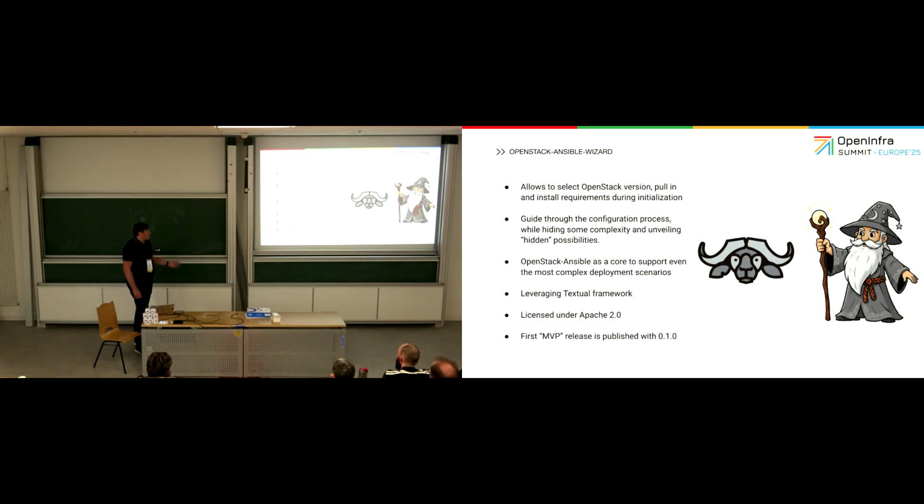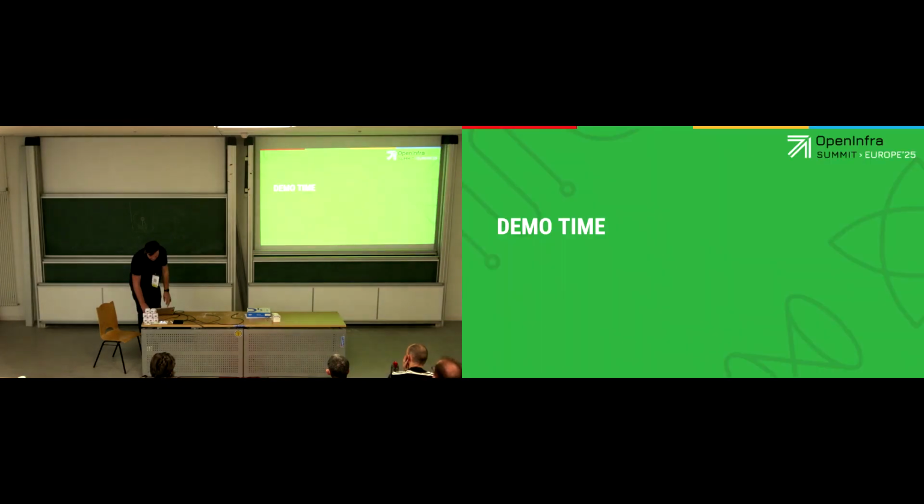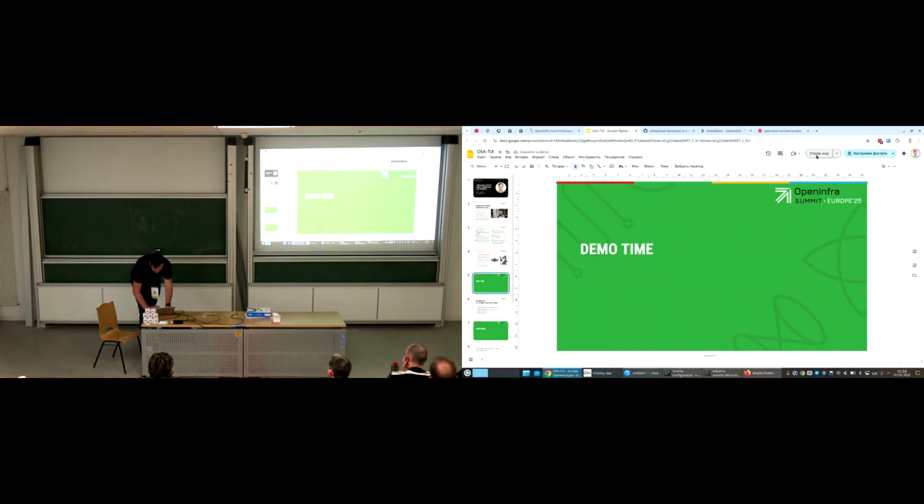I used the Textual Python framework. The tooling is licensed under Apache 2.0, so it's completely free. It's published on GitHub, and I even have an MVP release made, though as I said at the beginning, it's far from ideal. I already found a couple of bugs while preparing the presentation, and I haven't released the bug fix release yet. But anyway, I want to show a demo of how it looks.